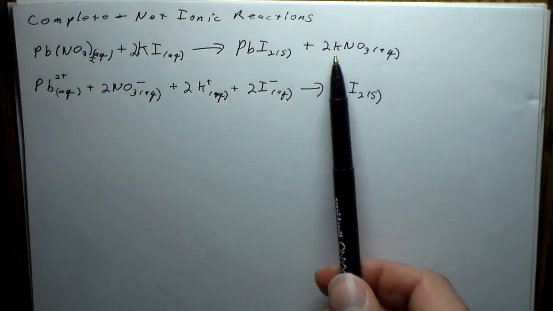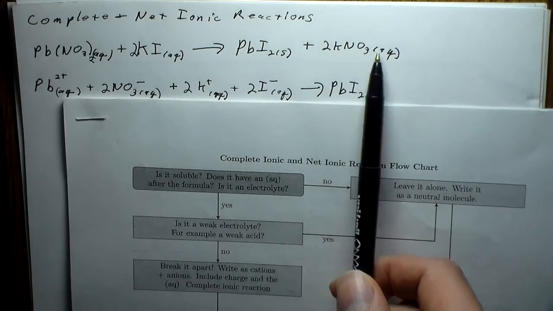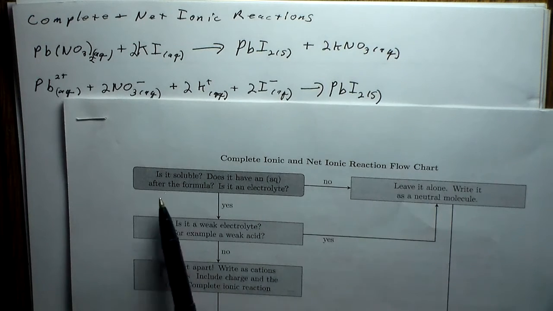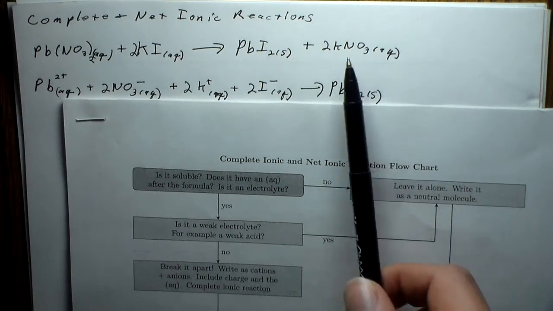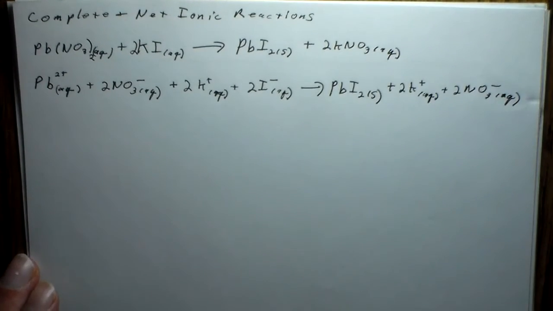Then we move on to our potassium nitrate. Anything with potassium or nitrate is going to be soluble. So yes, this is soluble, has a little aqueous, and it is an electrolyte because it has the metal and a non-metal anion in there. So yes, we break that apart again. Now what you will notice first of all is that when we are dealing with complete ionic reactions, they get very long very fast.